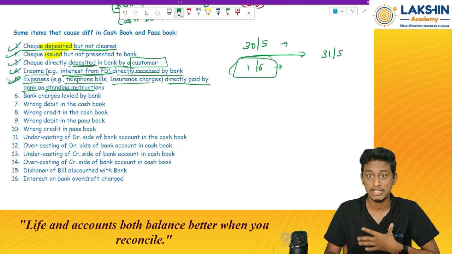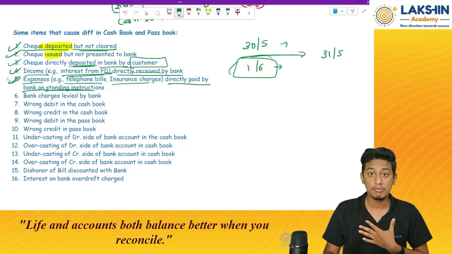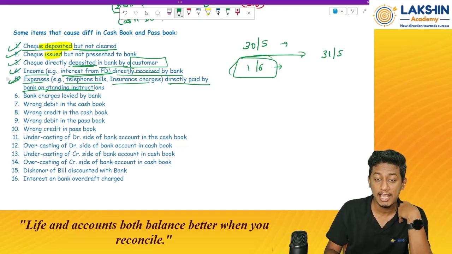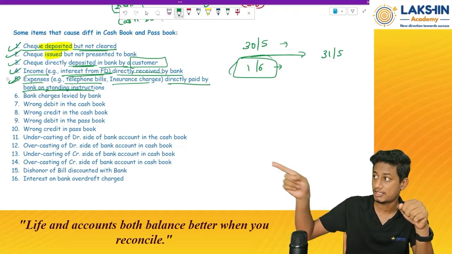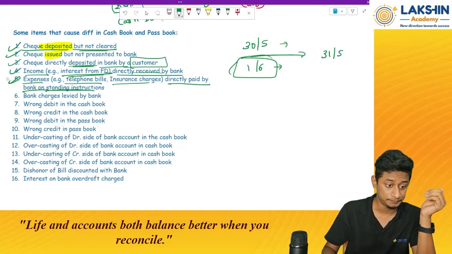Bank is doing its work because I have told it to do it. Right? But what about me? I don't know about it. So will I enter in my cash book? No, sir. So my cash book balance will be more, whereas my passbook balance will be less. Okay. Then going ahead.